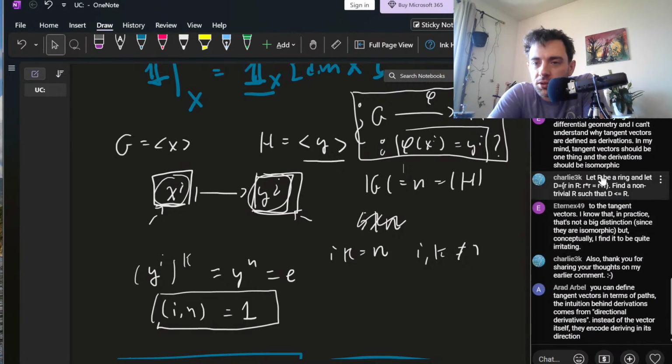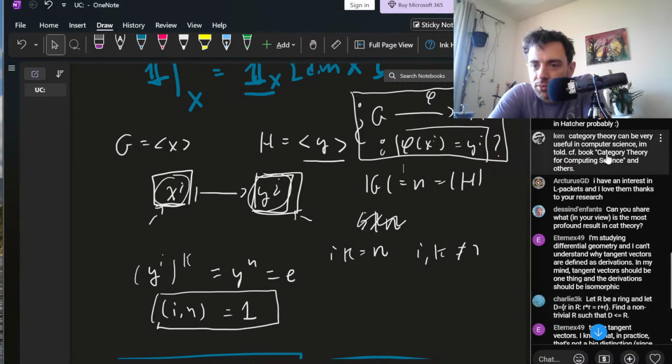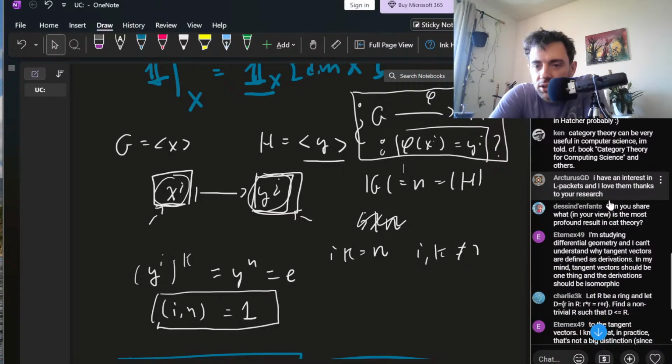Arad is coming through with the suggestion to go to Hatcher. Category theory can be very useful in computer science. Yeah, I mean, one day I would like to program in Haskell, just because I know it's category theory heavy. Category theory for computing science and others.